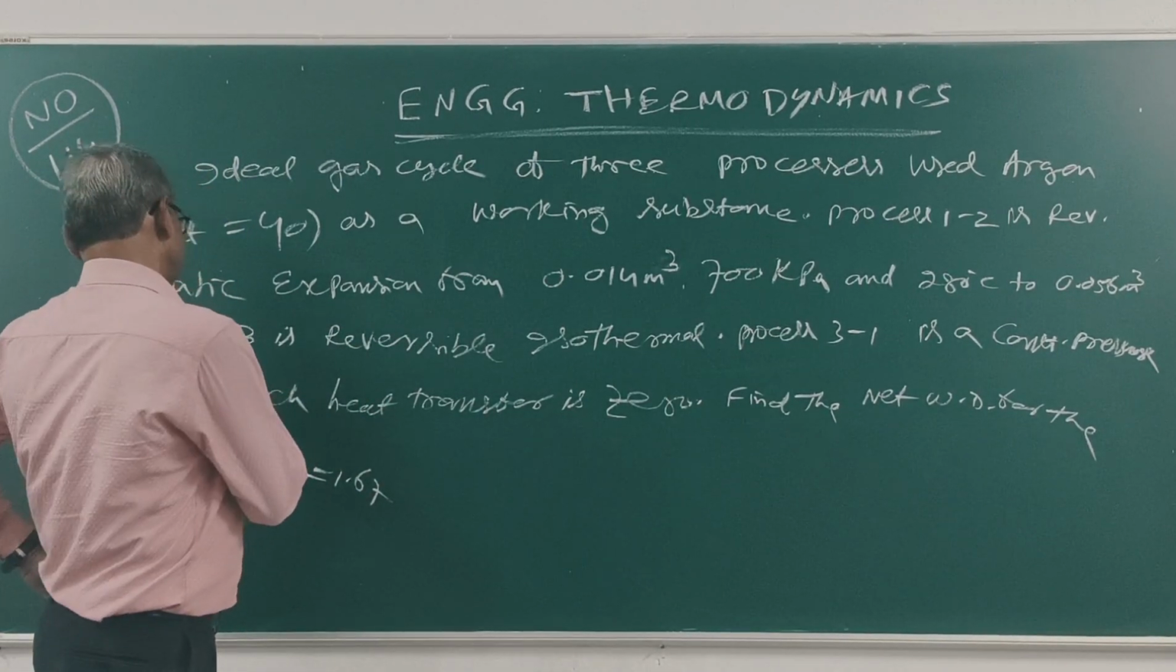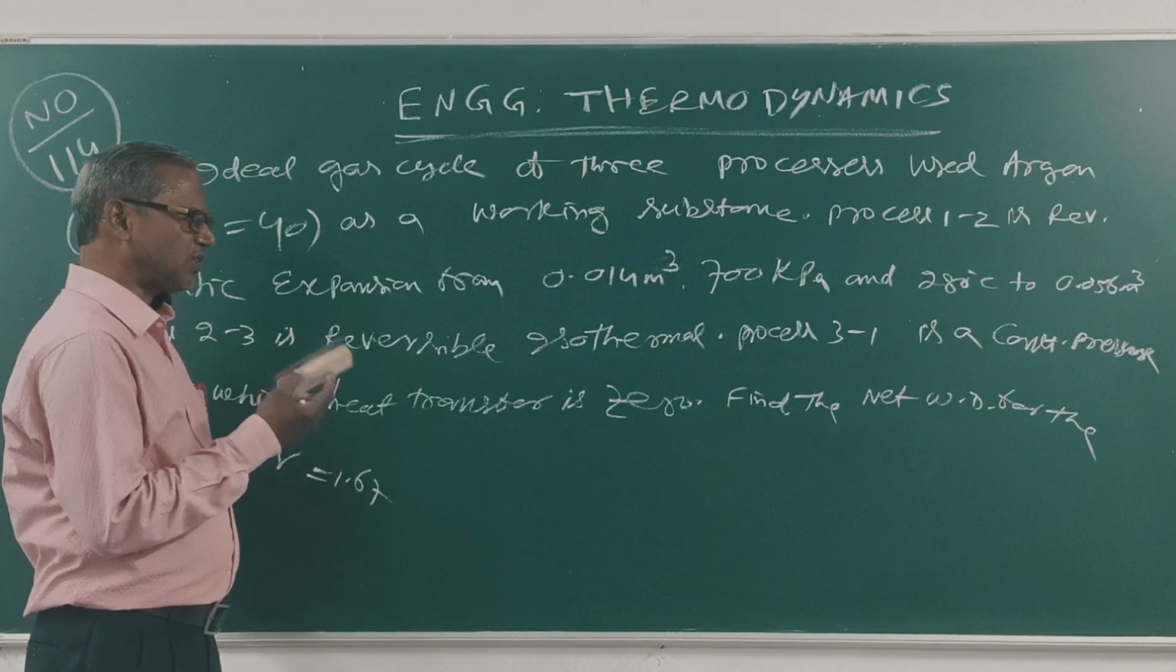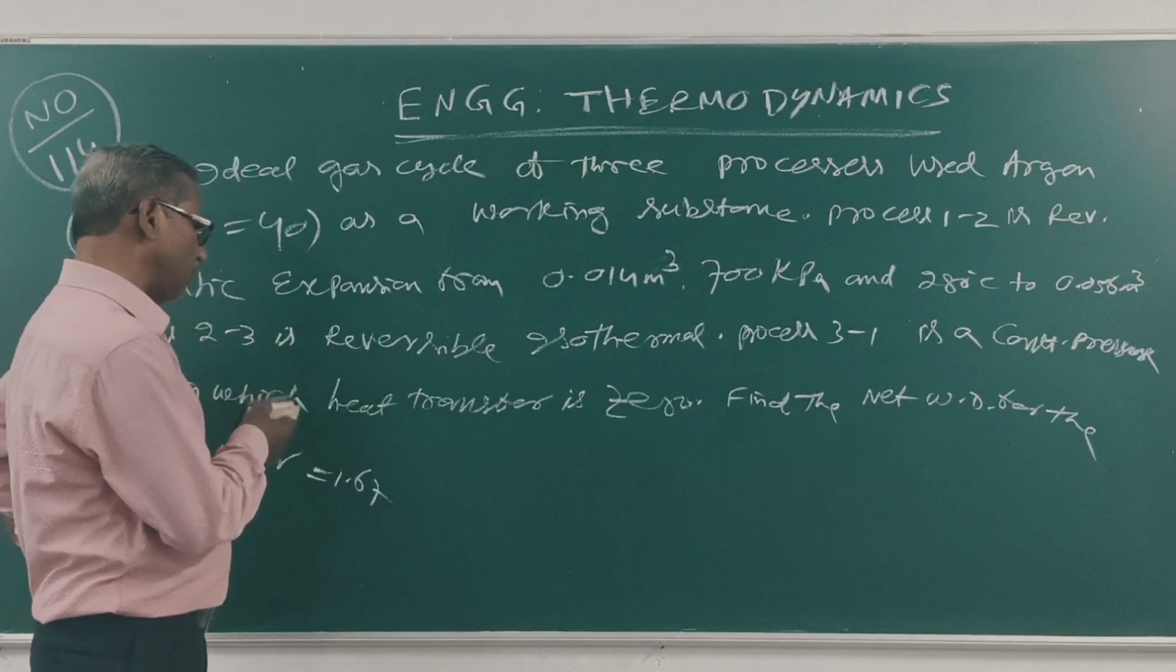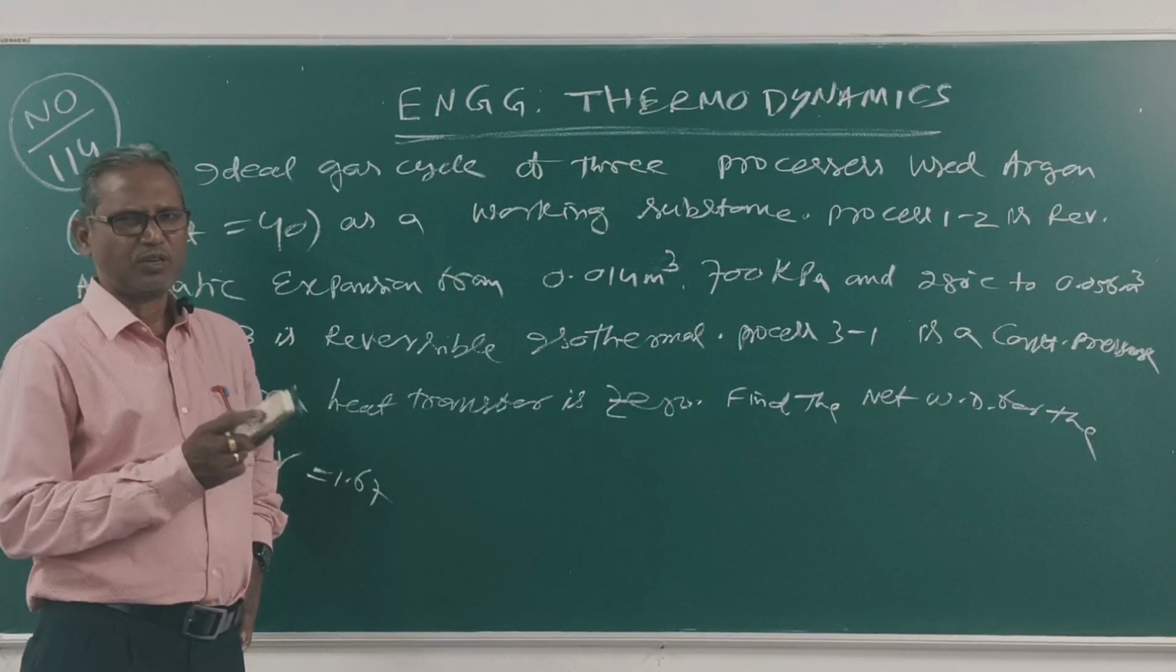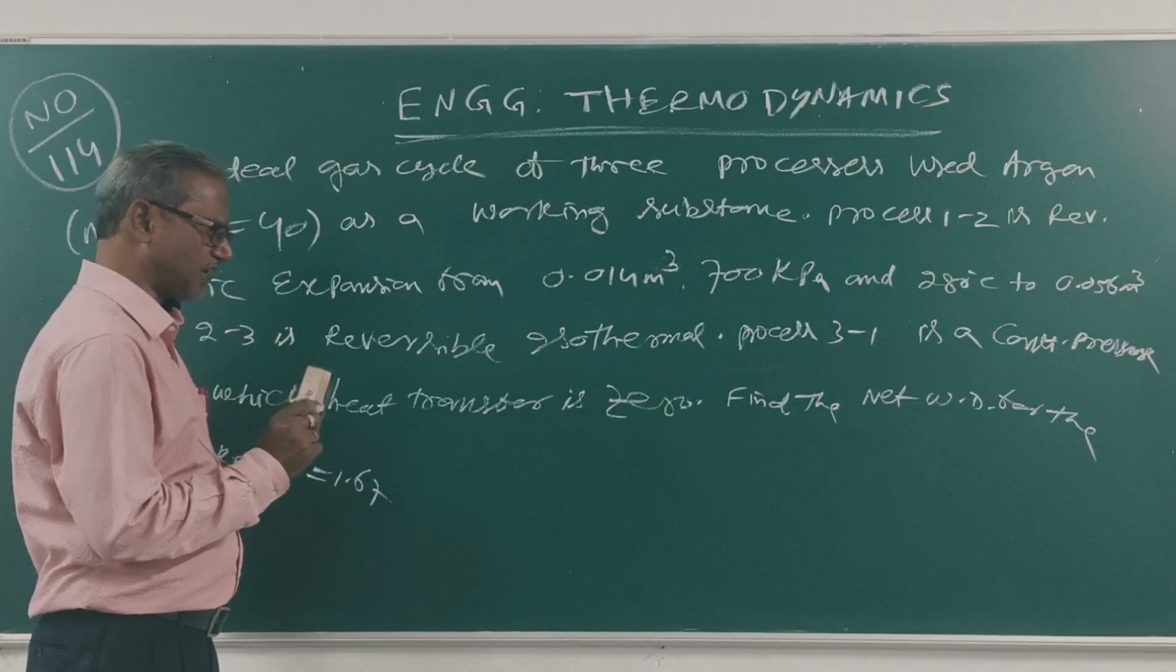0.056 meter cube. Process 2-3 is reversible isothermal. Process 3-1 is a constant pressure process in which heat transfer is 0. Find the net work done for the cycle.